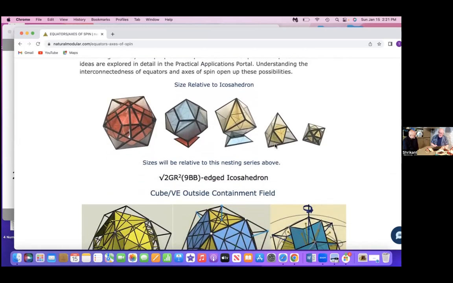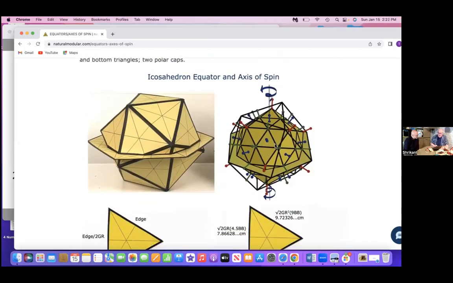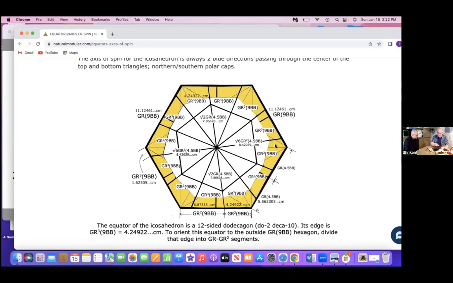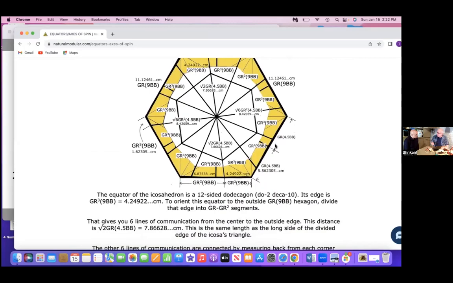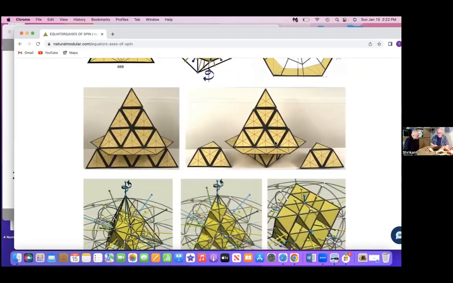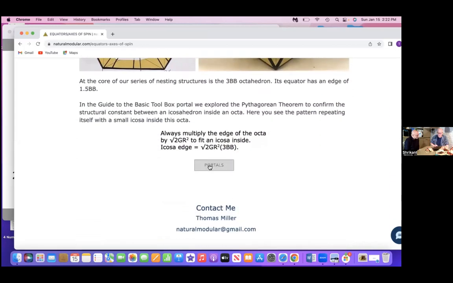And so this just goes through the stuff that we've talked about before and how each one of these fits inside the other, the nesting doll. Wonderful.